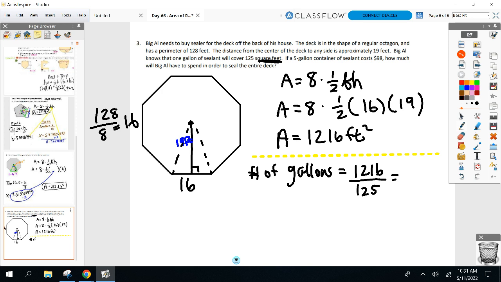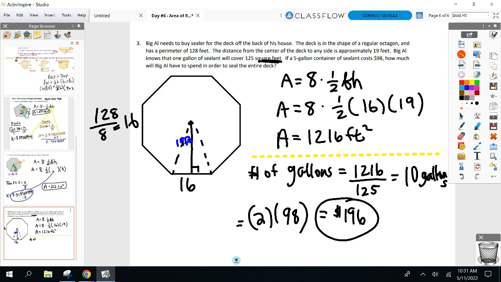So how many gallons am I going to need? 10 gallons. Right? 10 gallons. So do I just do 10 times 98 and I'm good? No, because these containers come in what? 5 gallons. So how many containers am I going to need? 2 containers at $98 a piece. Everyone all right? Why I need 2, not 10 containers? Because every container has 5 gallons in it, and you need 10. So Big Al, 196 bucks to seal his deck.